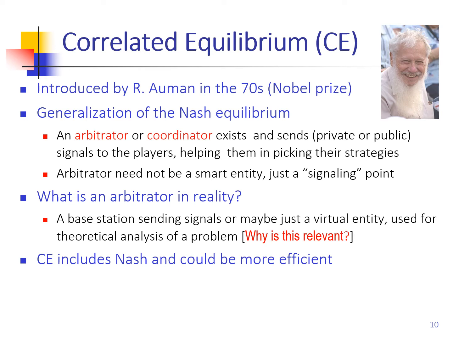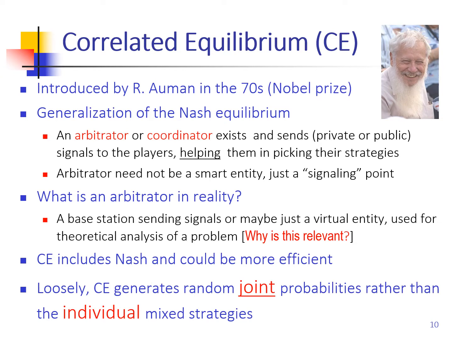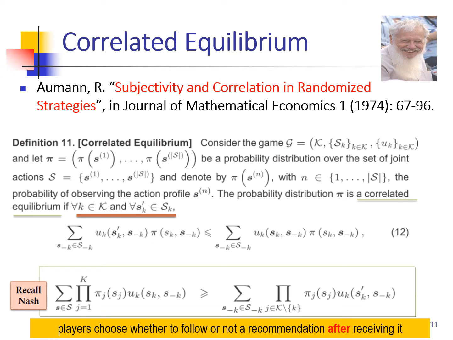towards CE. So correlated equilibrium actually includes Nash, right? And is more efficient. Okay. So loosely, if you didn't understand anything so far, loosely, the correlated equilibrium will generate random joint probabilities rather than independent individual mixed strategies as done by Nash equilibrium. Okay, so just keep this in mind. All right. Now let's take a look at the definition now of correlated equilibrium. But just if you just jump here to look at first the definition of Nash.